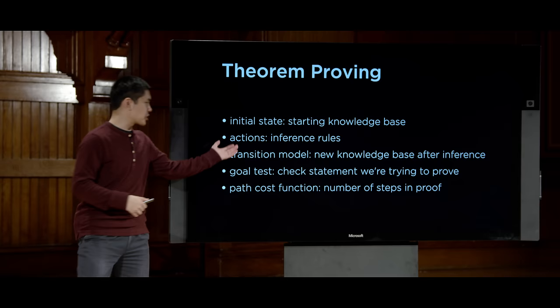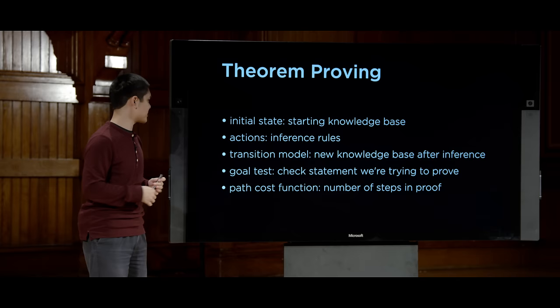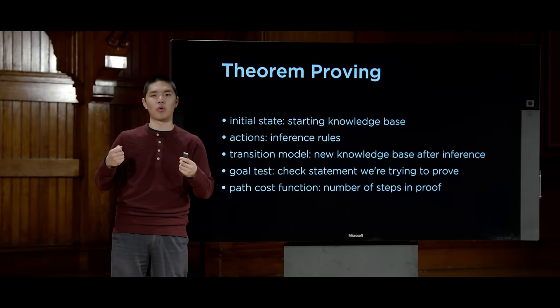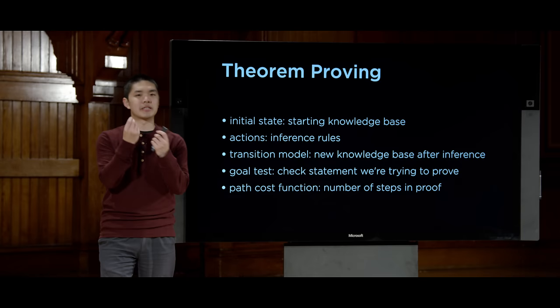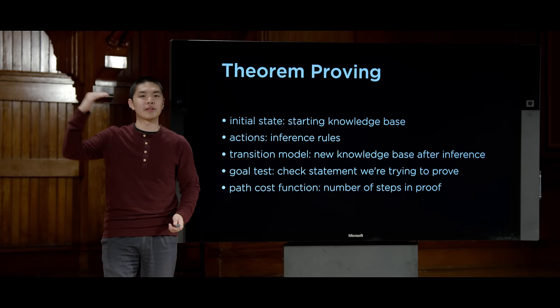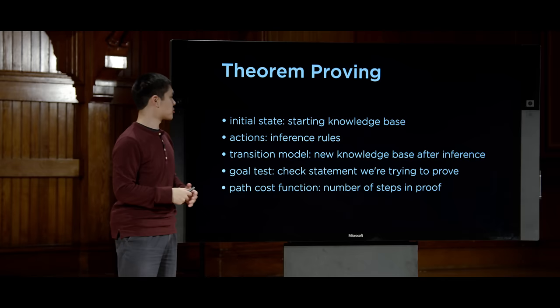What actions are available to me? Well, the actions are any of the inference rules that I can apply at any given time. The transition model just tells me, after I apply the inference rule, here is the new set of all of the knowledge that I have, which will be the old set of knowledge, plus some additional inference that I've been able to draw, much as in the same way we saw when we applied those inference rules and got some sort of conclusion. That conclusion gets added to our knowledge base, and our transition model will encode that.